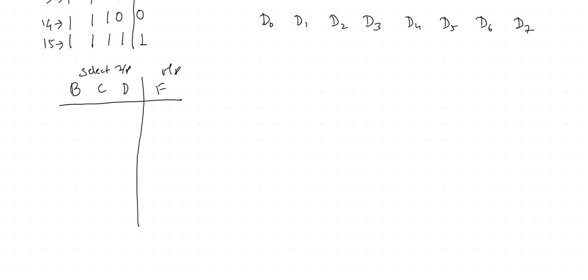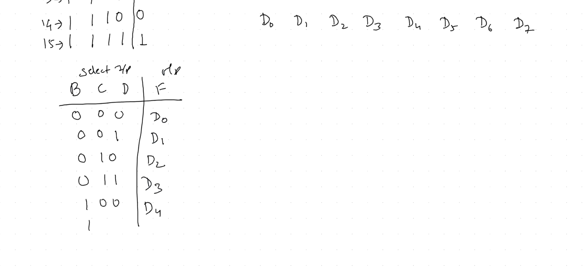So by using the selection input, you will select the output. When it is 0, 0, 0, it is D0. For 0, 0, 1, D1 will be selected. 0, 1, 0, D2 will be selected. 0, 1, 1, you have to follow the sequence. D3 will be selected. 1, 0, 0, and D4 will be selected.